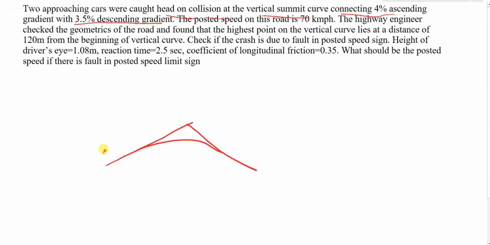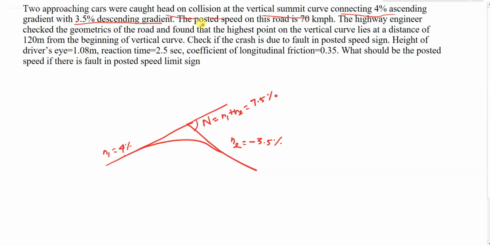So this is n1 equals 4%, and this is n2 equals minus 3.5%. So minus 3.5% is the descending gradient. In this case, if you project this and determine this angle, it is the deviation angle. So that will be n1 minus (minus n2), so that will be n1 plus n2. So 7.5% will be the deviation angle in this case.